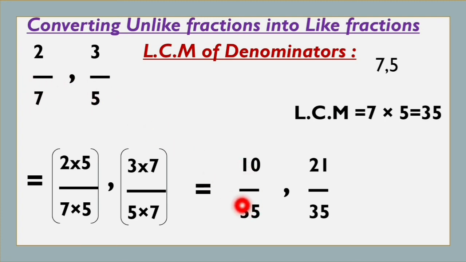So both are like fractions, because by multiplying the numerator and denominator with the same number, we get this 10 by 35. So this is nothing but an equivalent fraction of 2 by 7. And observe that 3 by 5, by multiplying numerator and denominator with 7, we get this 21 by 35. So 21 by 35 is the equivalent fraction of 3 by 5. So observe that 10 by 35 and 21 by 35, now in these the denominators are the same. That means we converted them into like fractions.